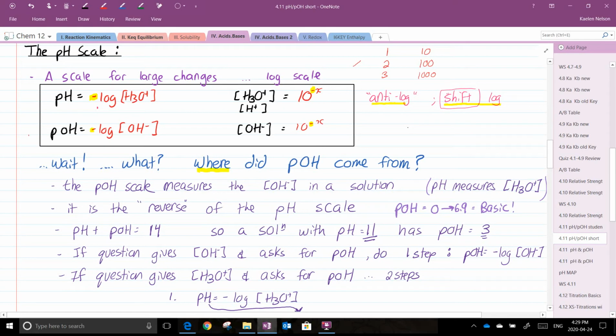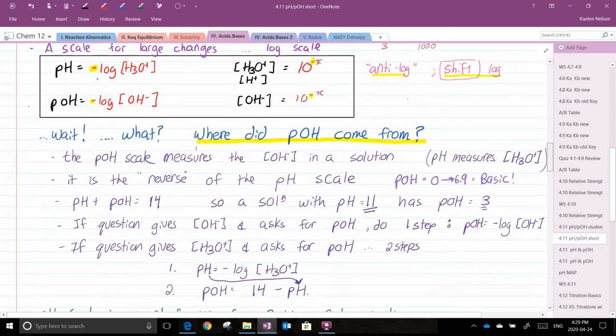So, I will introduce where pOH came from. I wrote these notes out for you so you didn't have to spend time copying them in. The pOH scale measures OH. The pH scale measures H3O. Most of us have learned the pH scale since grade 10. It is the one that most things will default to. The pOH scale is like a reverse of the pH.